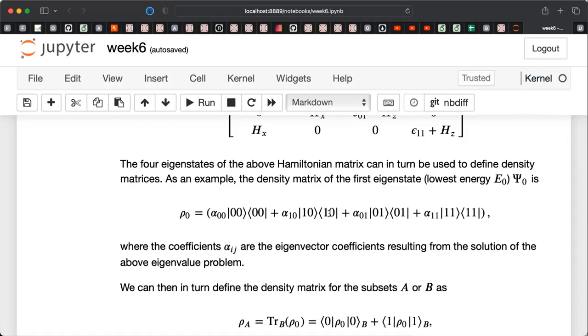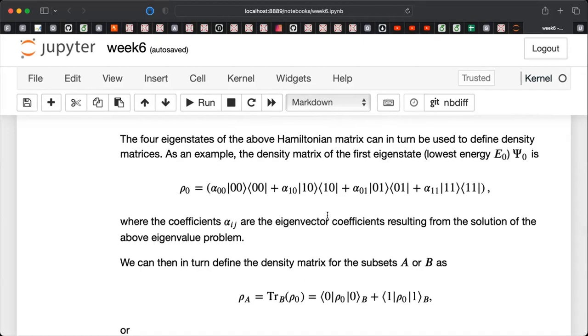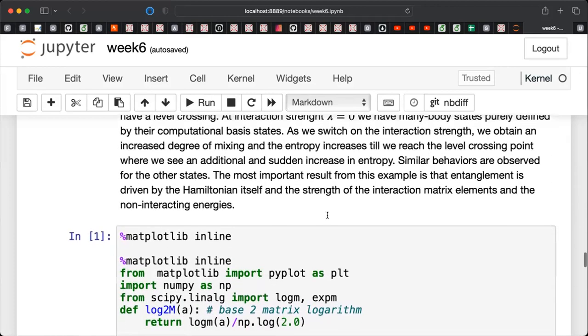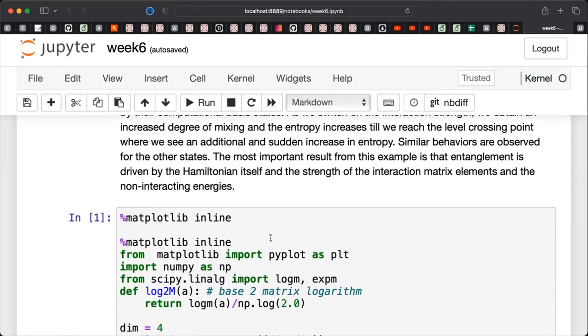So actually, the levels don't cross, but what happens is that the character of the wave function changes. So from being dominated by 0, 0, it can be dominated by a linear combination of the other states. And this is now going to give rise to an increased degree of mixing, which is then reflected in the calculations here.